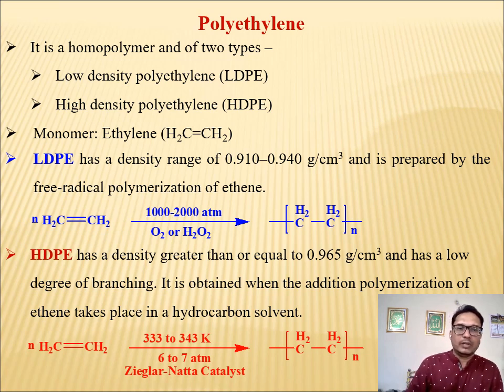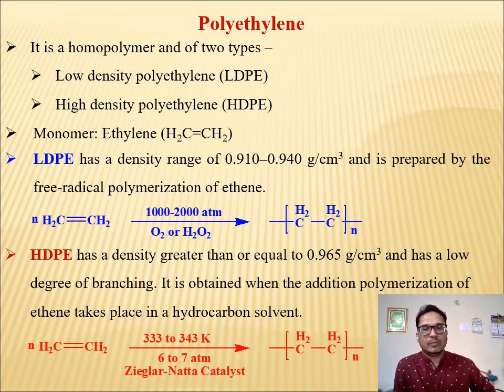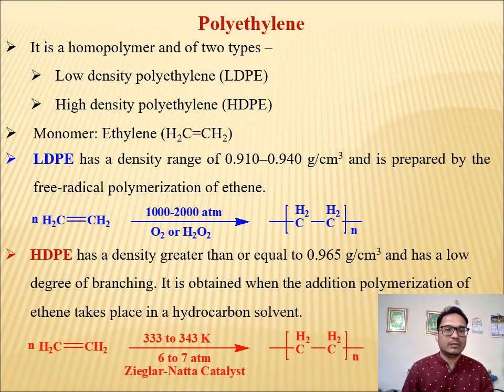Similarly, the high density polyethylene has a density greater than or equal to 0.965 gram per centimeter cube and has a low degree of branching. This HDPE is obtained when the addition polymerization of ethene takes place in a hydrocarbon solvent. In the reaction, when ethylene is heated at 333 to 343 degree Kelvin at 6 to 70 atmospheric pressure in the presence of a catalyst, generally the Ziegler-Natta catalyst, it leads to the formation of HDPE.